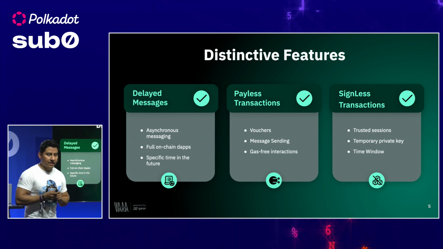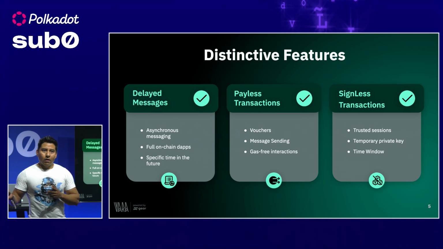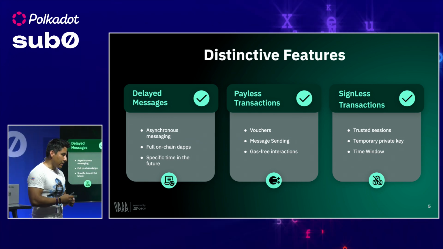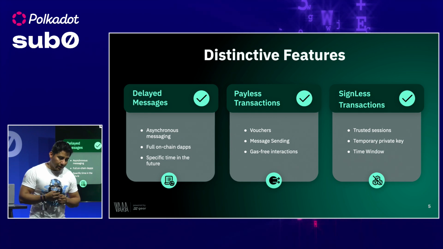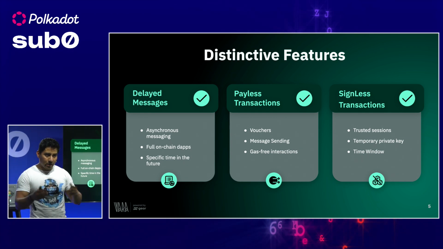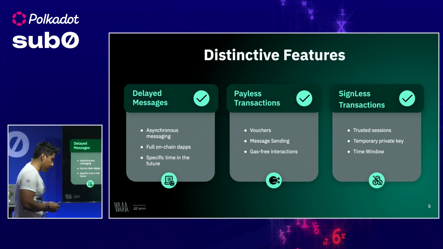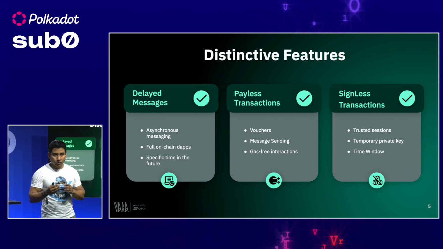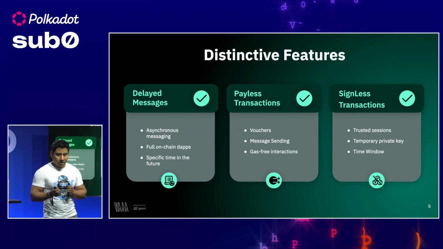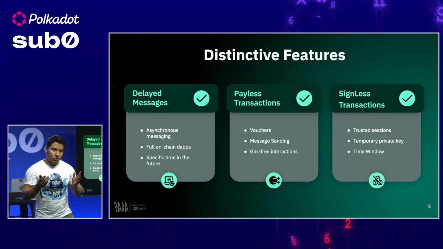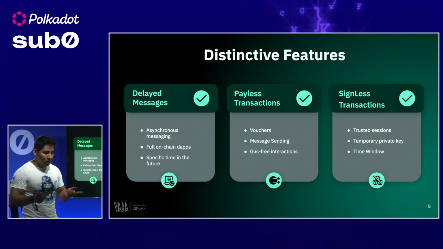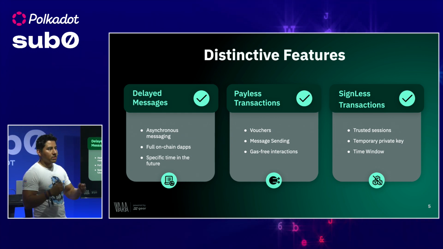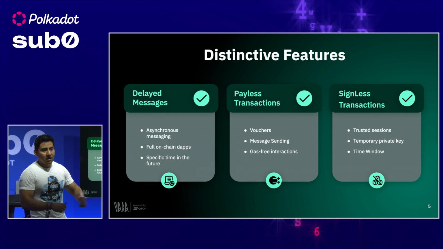And also we have Signless transactions. Every time that we are trying to interact with an application, we need to sign it. And we all understand why, because obviously we need to tell the smart contract that we are aware of what we are doing and that we are sure about it. But sometimes when we interact with this application, it's a little bit complicated to interact every time with these signatures.